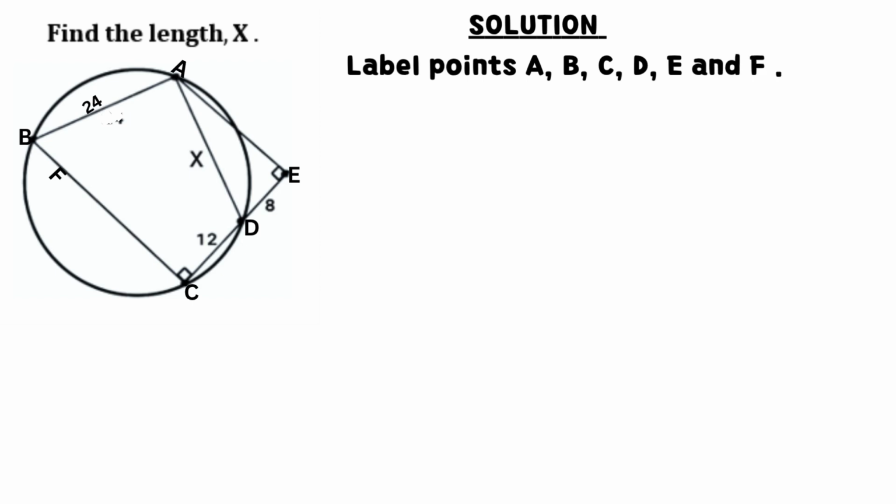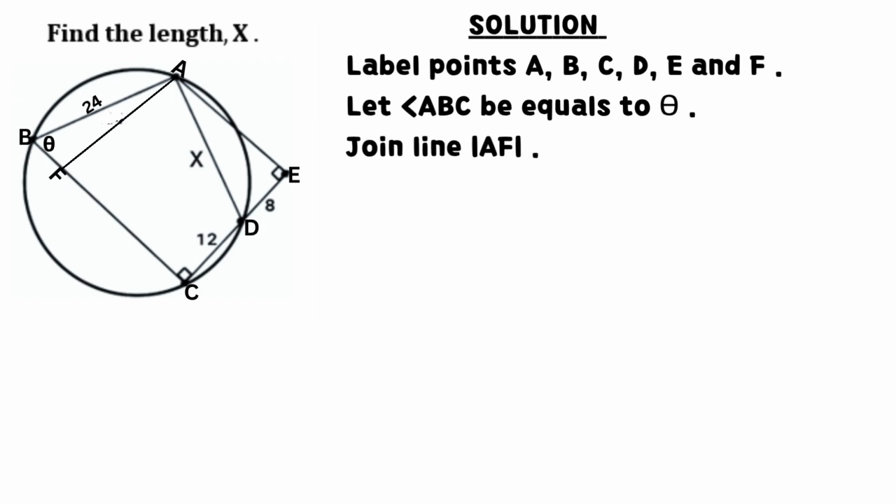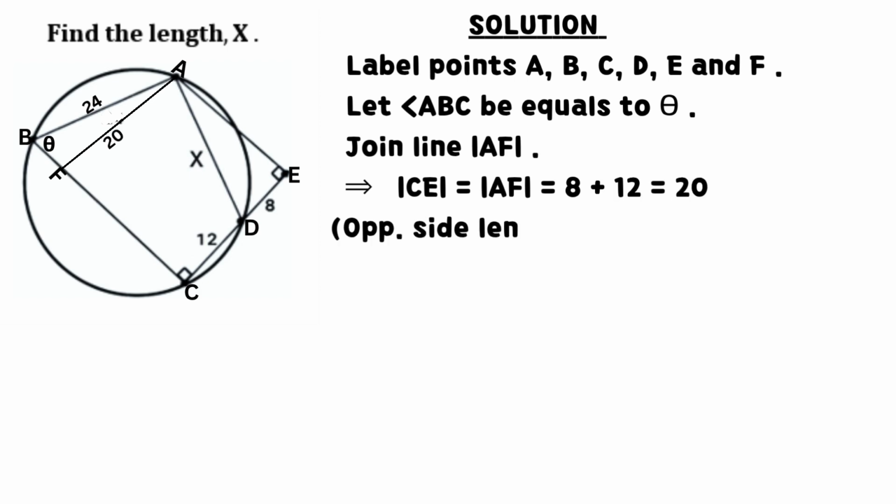Label points A, B, C, D, E and F. Let angle ABC be equal to theta. Join line AF. This implies that line CD equals line AF, which equals 20. It is because opposite side lengths of a rectangle are equal.